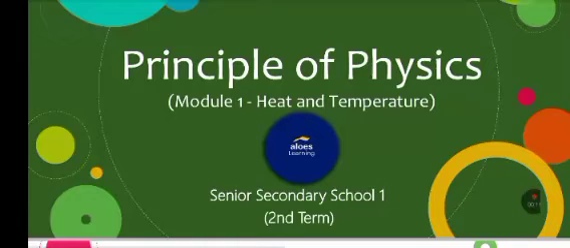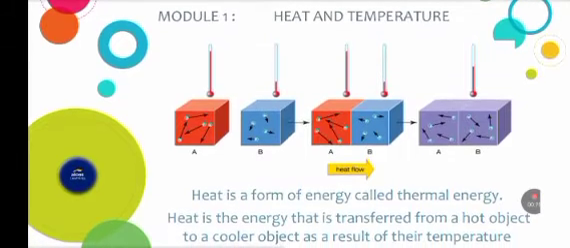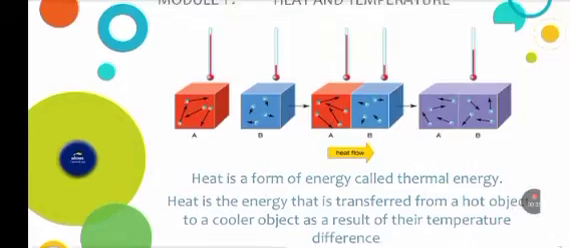Physics. Module 1. Heat and Temperature. Heat is a form of energy called thermal energy. This energy is usually transferred from a hot object to a cooler object as a result of their temperature difference.